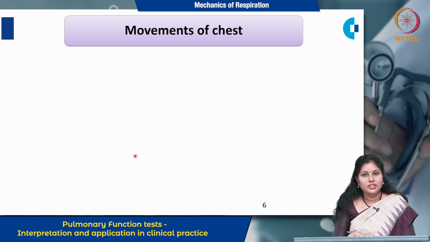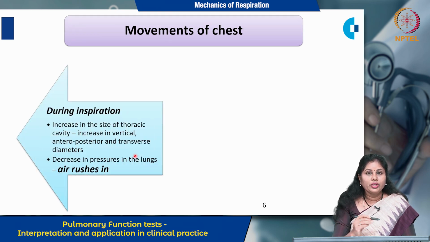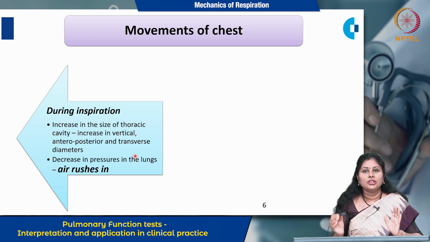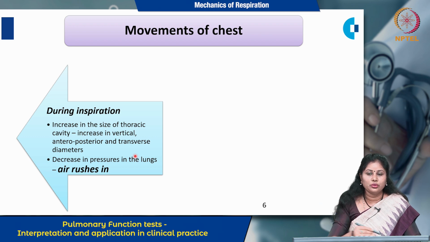Coming to the movements of the chest, during inspiration there is an increase in the size of the thoracic cavity, which is brought about chiefly by the diaphragm and the external intercostal muscles. Because of these muscles, there is an increase in the vertical diameter, anteroposterior diameter and the lateral diameter. This increase in the thoracic cavity size causes a drop in the intrathoracic pressure so that air rushes from the atmosphere into the lungs.